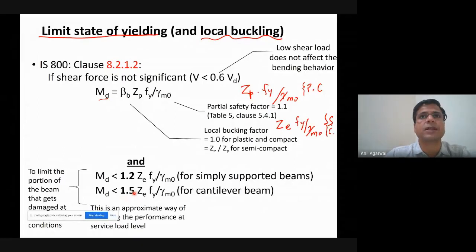Okay. The question arises, why are two separate limits given for different types of boundary conditions? So for the simply supported boundary condition, the limit is given as 20%. For cantilever beam, the limit is given as 50%. Why?